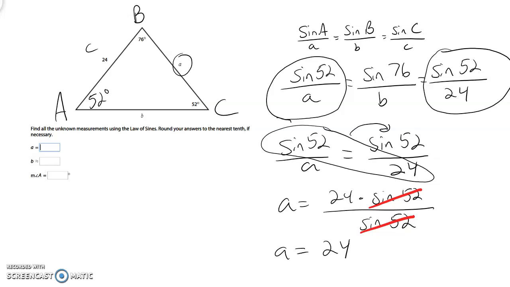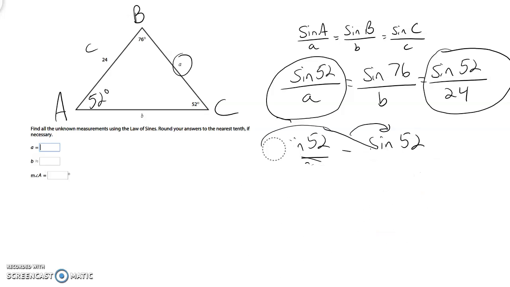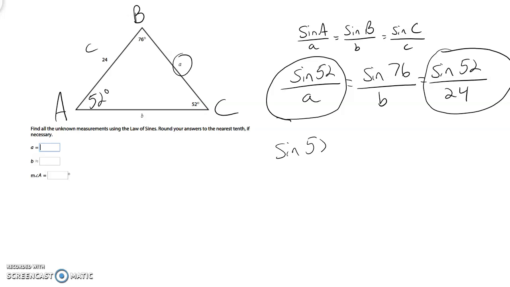Alright, so we need to find the side length of B, and this is where I'll actually have to use the law of sines in its entirety. So I'm going to do some erasing here to give you a clear picture. Okay, so sine of 52 over A, which we now know is 24, is equal to sine of 76 over little b.